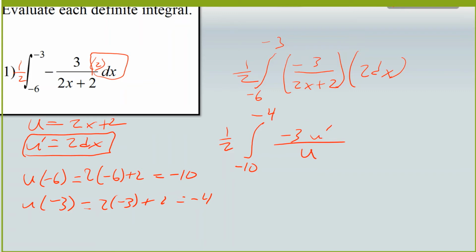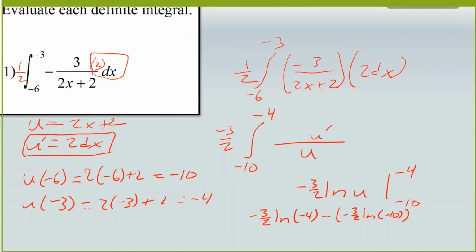Okay, so this negative 3 is a constant, so I'm going to pull that out. This will become negative 3 over 2 on the outside. On the inside, I just have 1 over u times u prime, which will become a natural log of u. So that gives me negative 3 halves on the outside, natural log of u, from negative 10 to negative 4, because we had bounds. Okay, this is already in terms of u, so I can just substitute straight in. So this is negative 3 over 2 times the natural log of negative 4 minus negative 3 over 2 times the natural log of negative 10. Okay, I'm subtracting a negative, so that's the same thing as adding a positive.